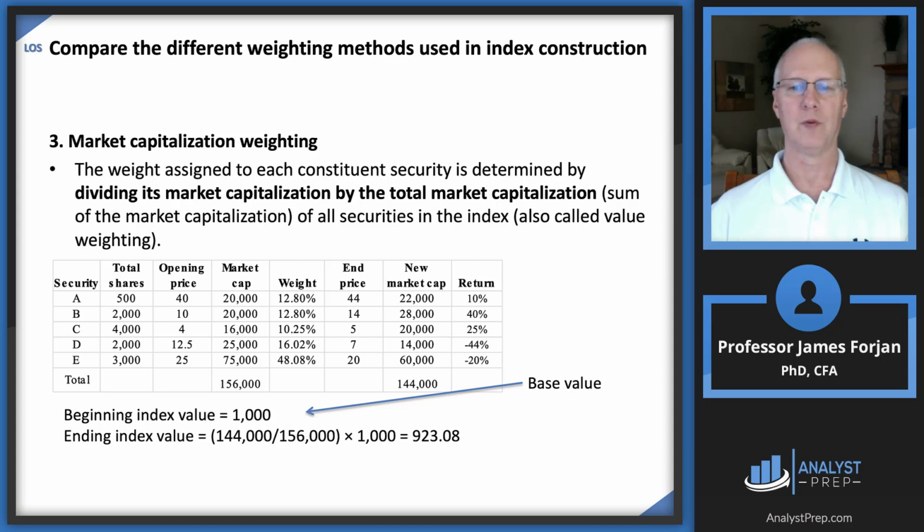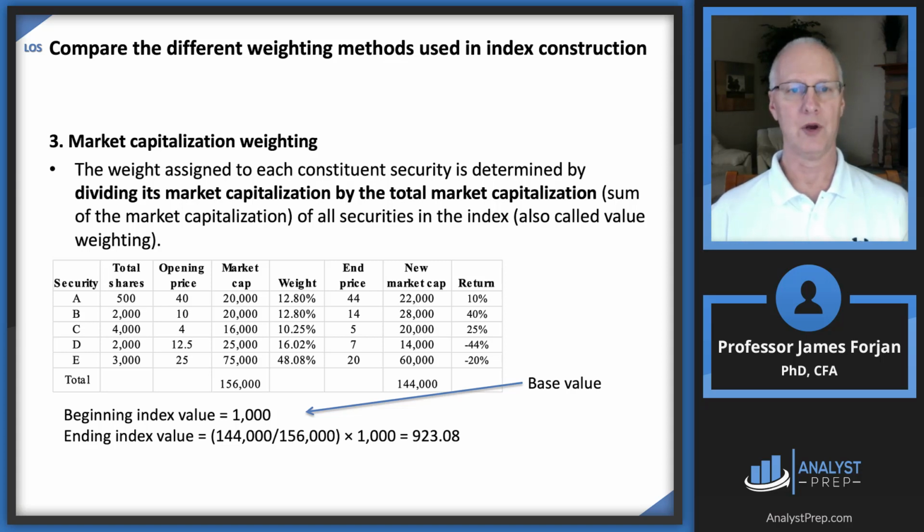And so if we had started with a base value of just 1,000, then the ending index value is pretty easy to calculate, just take the ratio of the two. So what did we do? We started with 156 and we ended with 144, so that's a decline, right, in the performance of those 5 stocks on average. And what that does is it declines our index value from 1,000 down to 923.